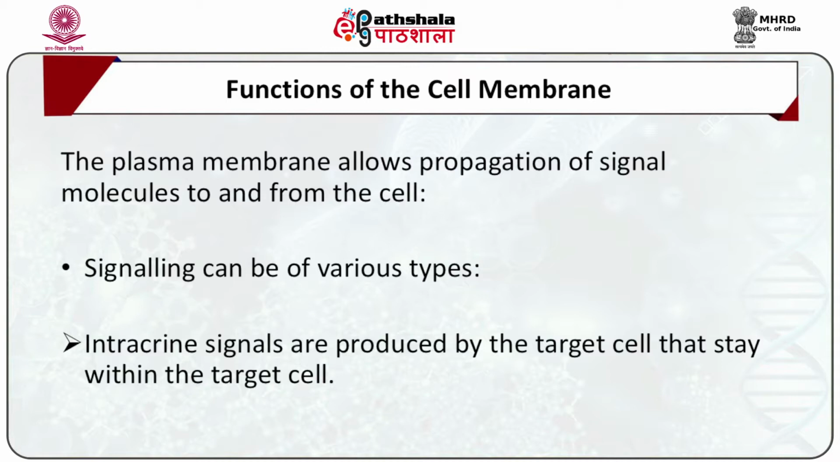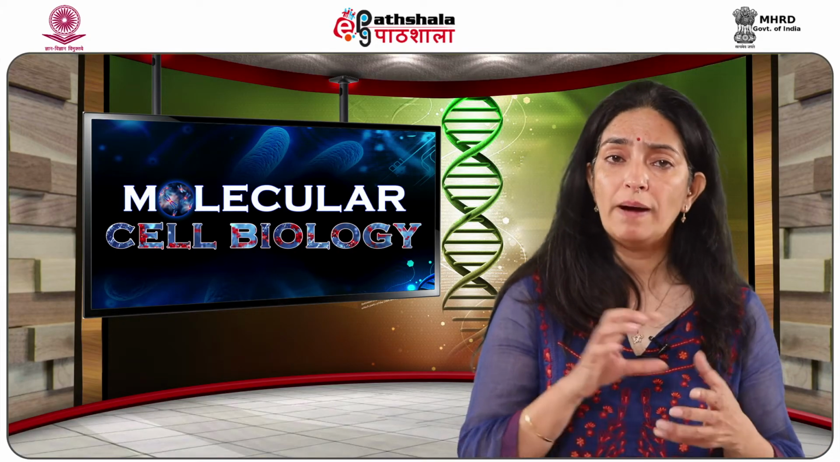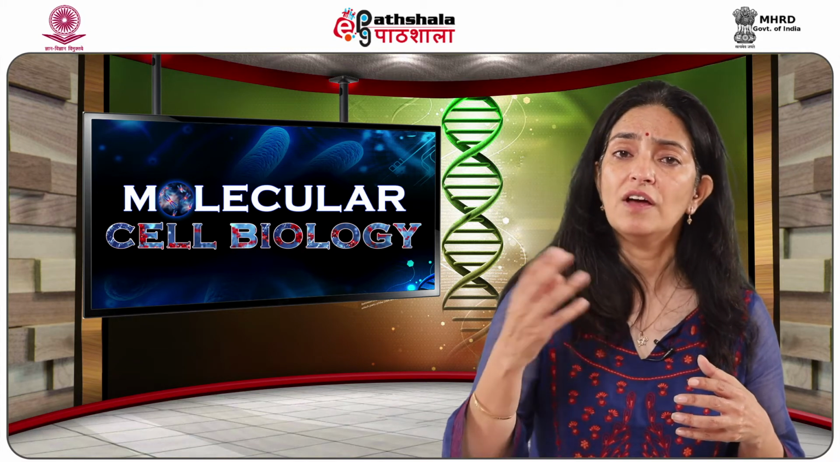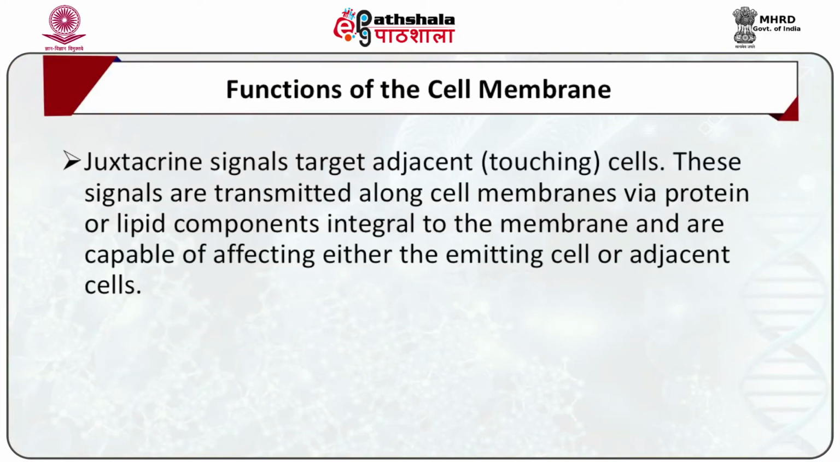Signaling can be of various types. Number 1, intracrine signals are produced by the target cell and stay within the target cell. Autocrine signals are produced by the target cells, are secreted and affect the target cell itself via receptors. Juxtacrine signals target adjacent touching cells. These signals are transmitted along cell membranes via protein or lipid components, integral to the membrane and are capable of affecting either the emitting cell or the adjacent cells.